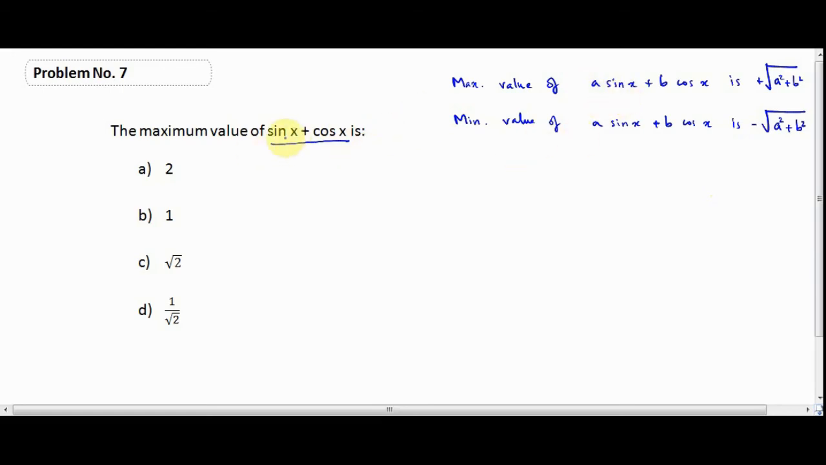So we may apply this formula here. What we have here is sin x plus cos x, and we are asked to calculate the maximum value. The coefficient of sin x here is 1, and the coefficient of cos x is also 1. So the maximum value will be root over 1 square plus 1 square, so that is equal to root 2.